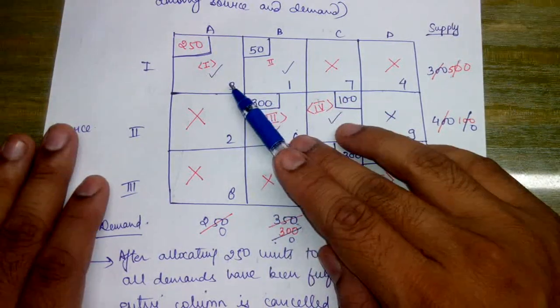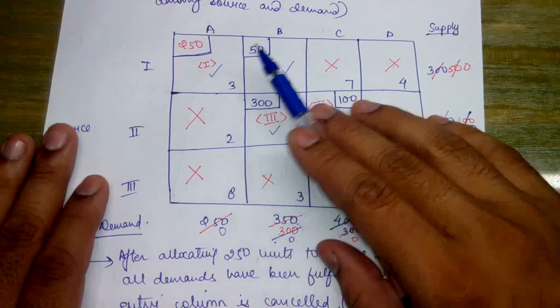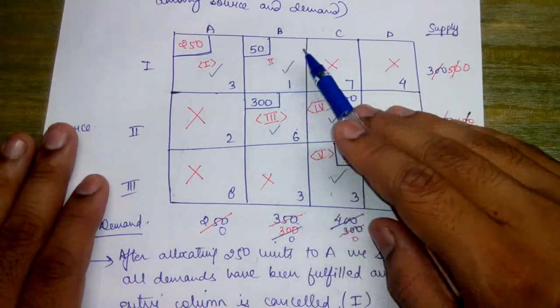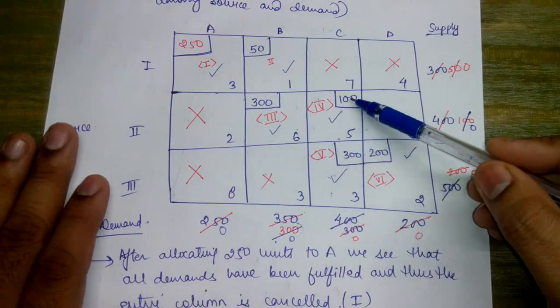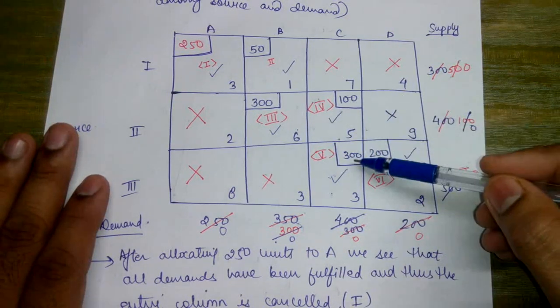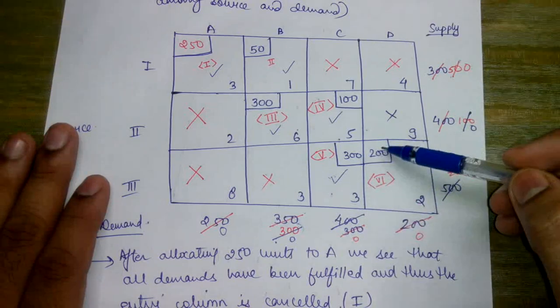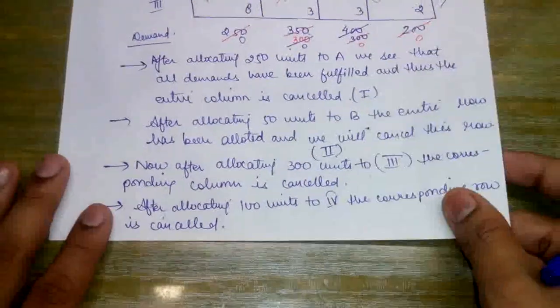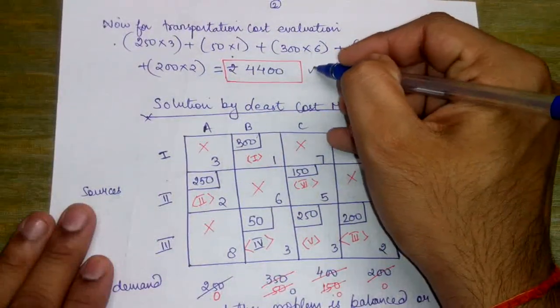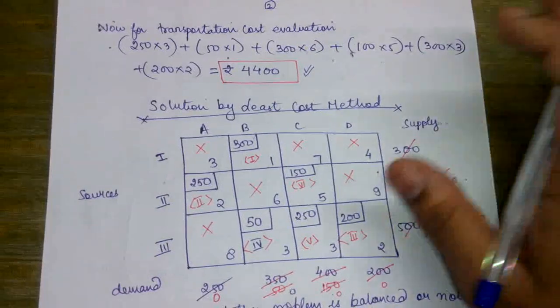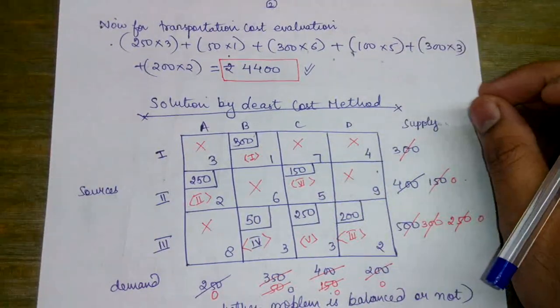So 250 multiplied by 3, and we will add these together, plus 50 into 1 plus 300 into 6 plus 100 into 5 plus 300 into 3 plus 200 into 2. So the total cost that would be obtained is 4400 rupees. In the examination, the exact method can be asked.